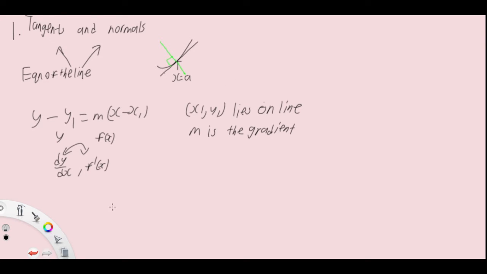Alright. For example, we have the graph y equals x squared. The question is, find the equation of the tangent at x equals 2. First of all, find a point, because we need a point on the line of the tangent. And because the tangent is at x equals 2, that means at x equals 2, y equals 4, right? The point (2, 4) will also lie on the tangent. That one is logical. But we need to also find the gradient, m.